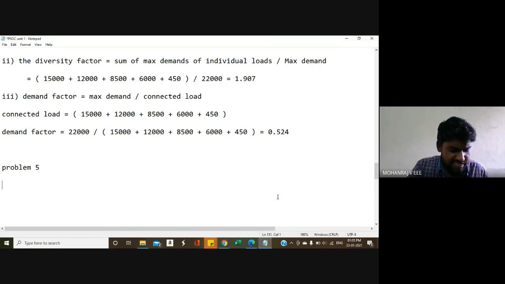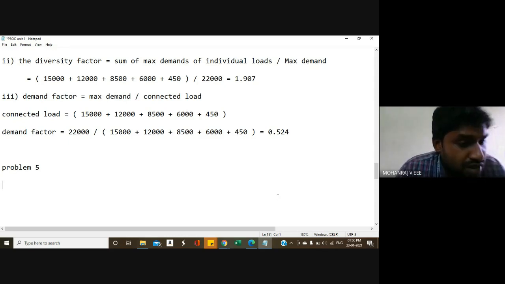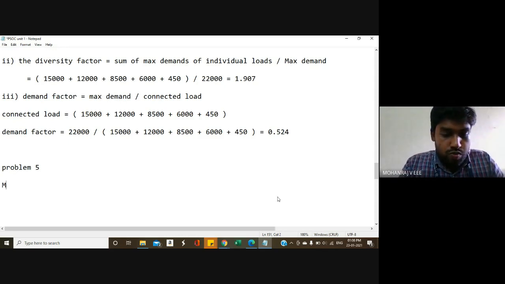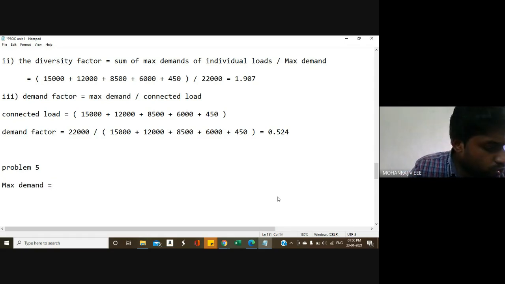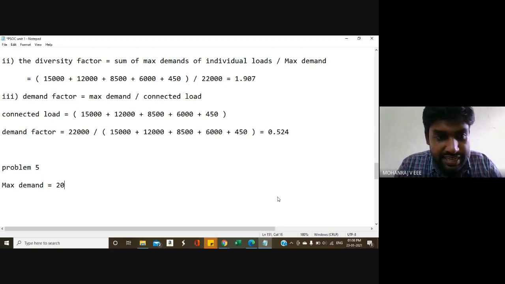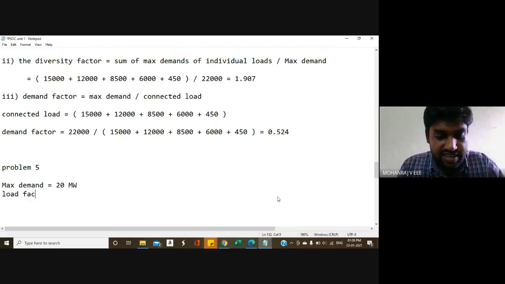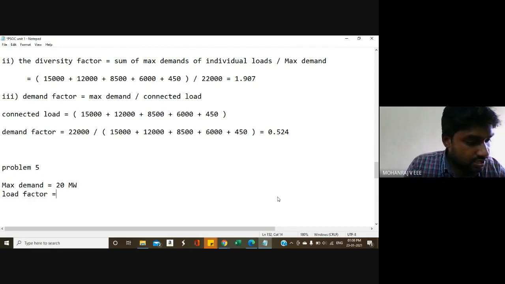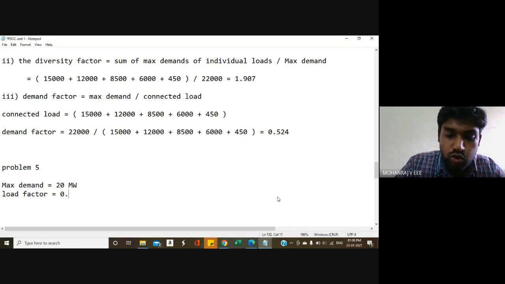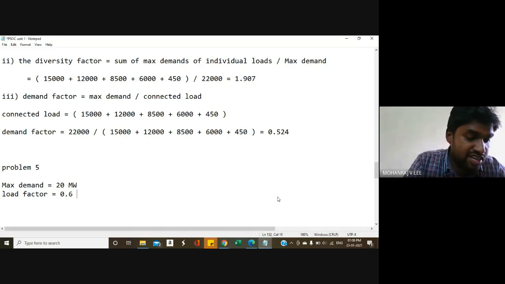The generating station has a maximum demand of 20 megawatt. Maximum demand is equal to 20 megawatt. Fine. The load factor is given as 50%, so that can be written as 0.6. Divide by 100, and we get 0.6. That is fine.